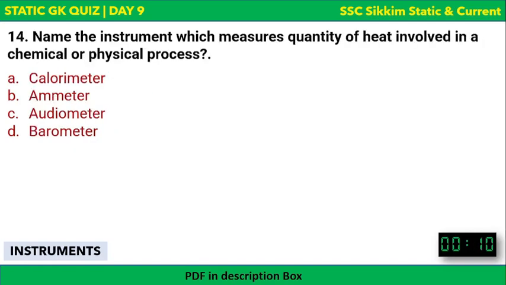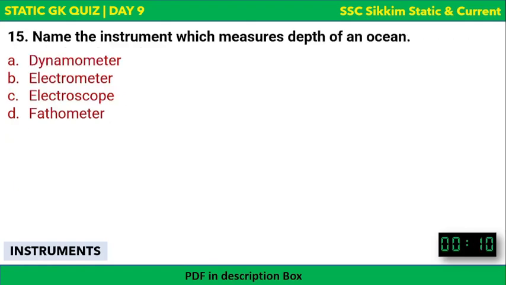The next question is, name the instrument which measures quantity of heat involved in a chemical or physical process. The options are there and your time begins now. Quantity of heat involved in a chemical or physical process. Calorimeter, ammeter, audiometer, barometer. I think it's easy to guess one because all three options we have already discussed. The only one which is left is calorimeter. Okay, calorimeter.